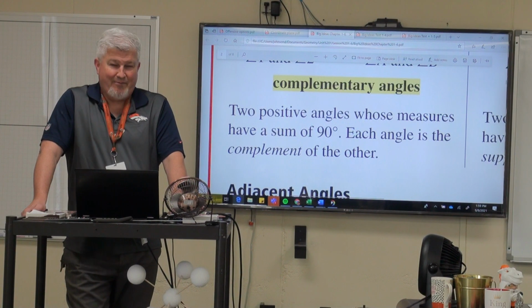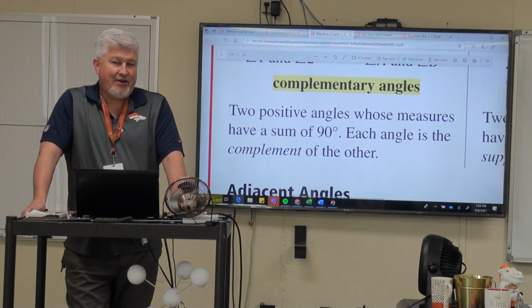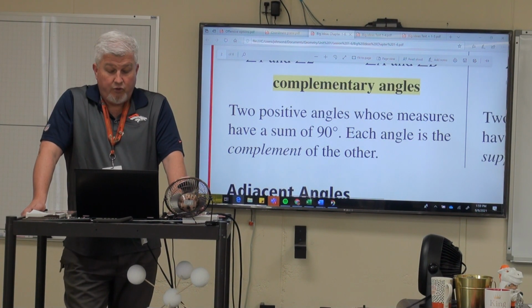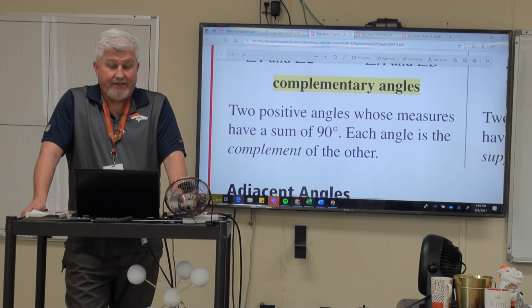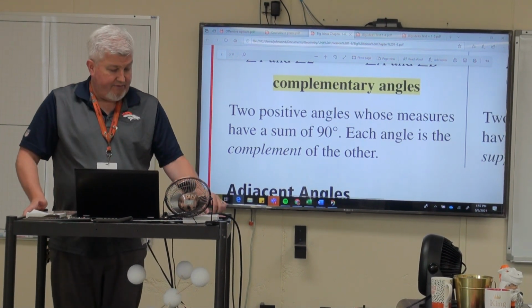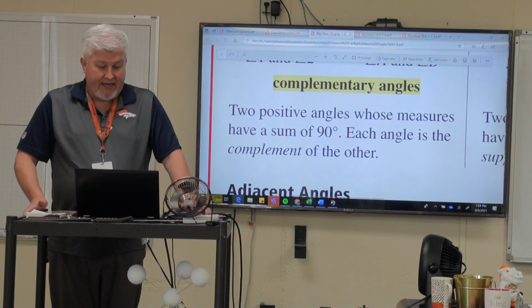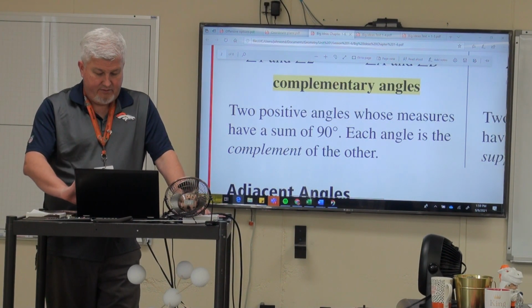No, those are not complementary angles. Complementary angles are two angles whose measures added together equal 90 degrees. And it is said that one is the complement of the other. So that's complementary. They add to 90 degrees.